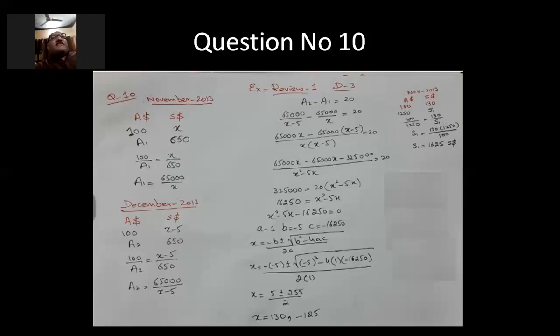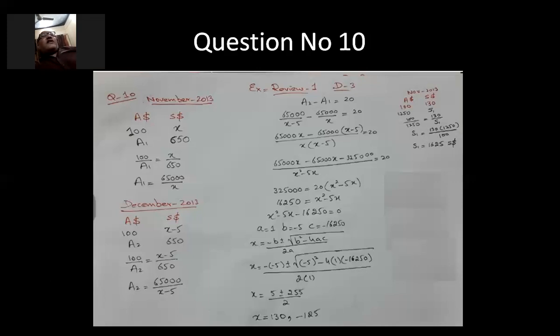A2 value is 65000 divided by X minus 5, minus A1 value is 65000 divided by X, and equals 20. So I will take the LCM. So LCM will be X bracket X minus 5 bracket close. So you will have 65000 X multiply 65000 in bracket X minus 5 bracket close equals 20.